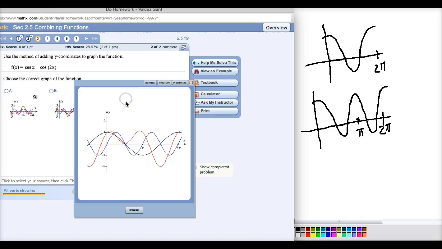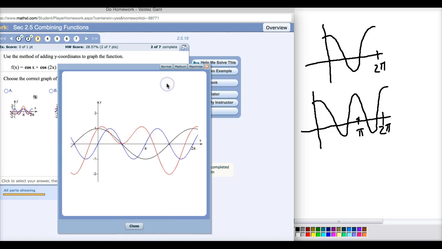If we move on to C, we look at the black graph again. The black graph represents cosine of x, which looks good. The blue graph here, if we look at it closely, starts off at the origin, so it looks like a sine function, and actually it turns out to be sine of 2x. You notice how it has 2 full cycles of sine within the fundamental period from 0 to 2 pi. So C would not be the answer either.